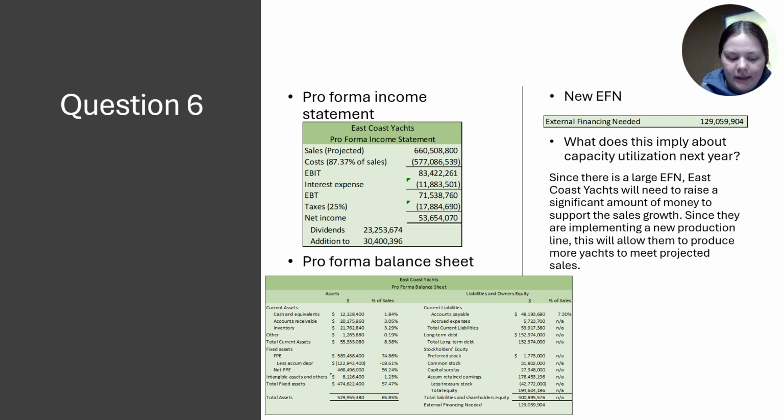Also, in calculating the capacity utilization, since they are at 100% sales, I calculated that they needed 0.7547, or they needed 57 cents for every dollar in sales. If they wanted to grow, they would need to add more.